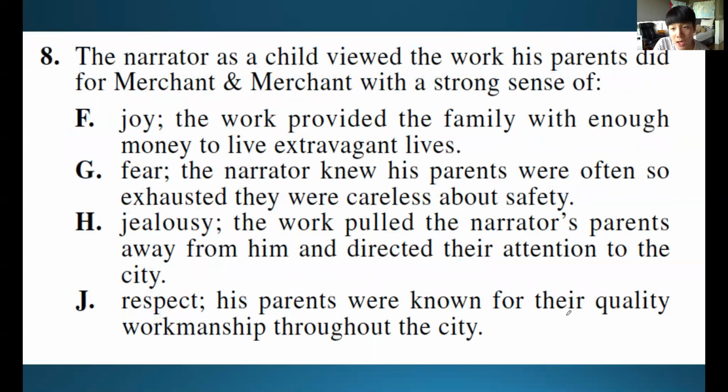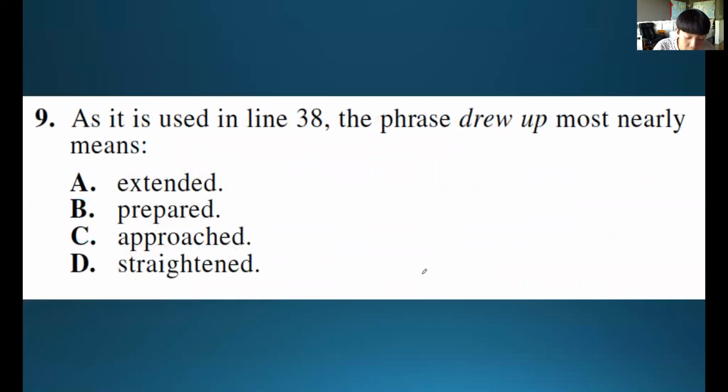8. The narrator as a child viewed the work his parents did for Merchant and Merchant with a strong sense of... So it's pretty easy. Look at the same thing that we looked at for personification, same section there. I think this is paragraph 3, starting with line 32. Yeah, and it literally says, jealous of the city in which I was raised. So, yeah, don't even look. Just put the correct answer. Some of these I'm just moving on, because it's ridiculous to take a second look.